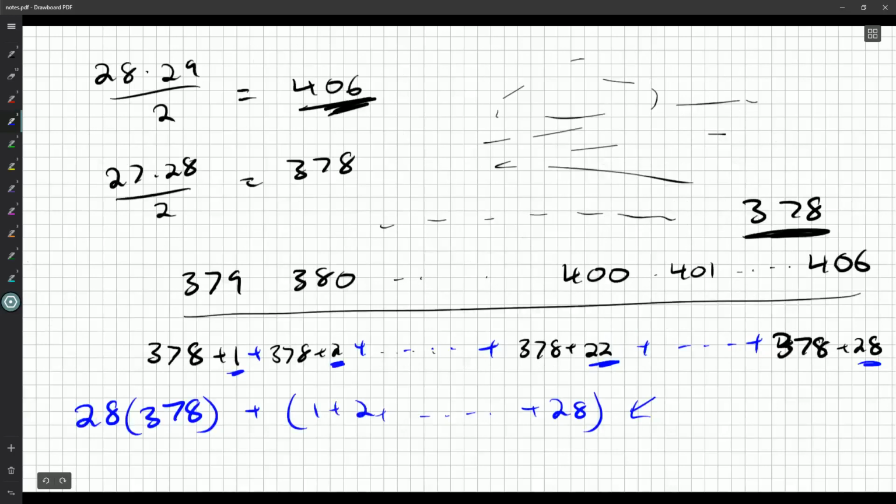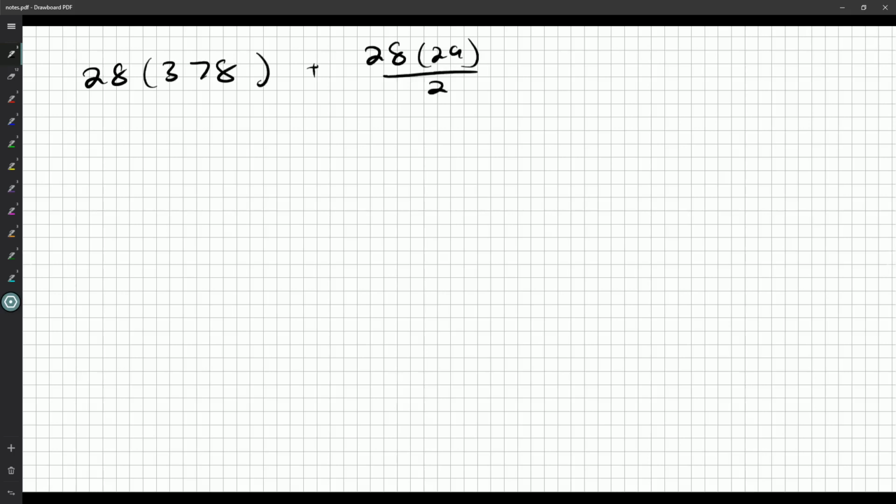You don't have to use this formula. You could just grab your calculator and add these numbers up once you work them out. But I think this is kind of a clever use. So we'll have 28 times 378 plus, and then to add up the first 28 numbers, you do 28 times 29 all over 2. Okay? So, we can work that out with a calculator. 28 times 29 over 2.